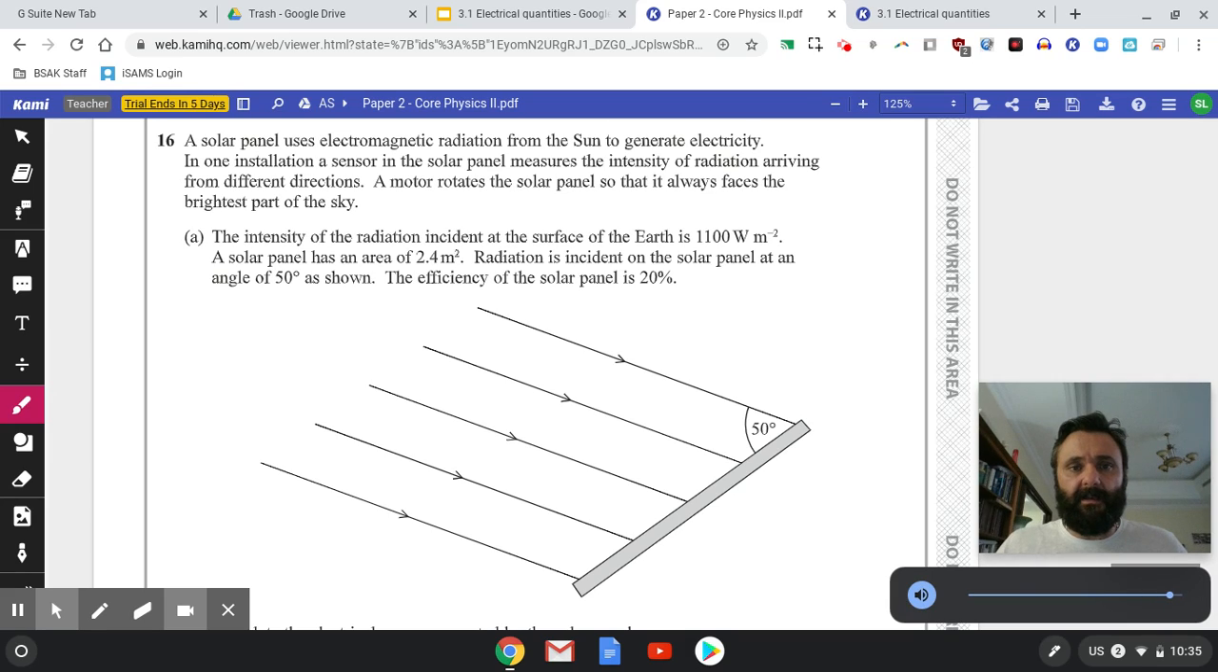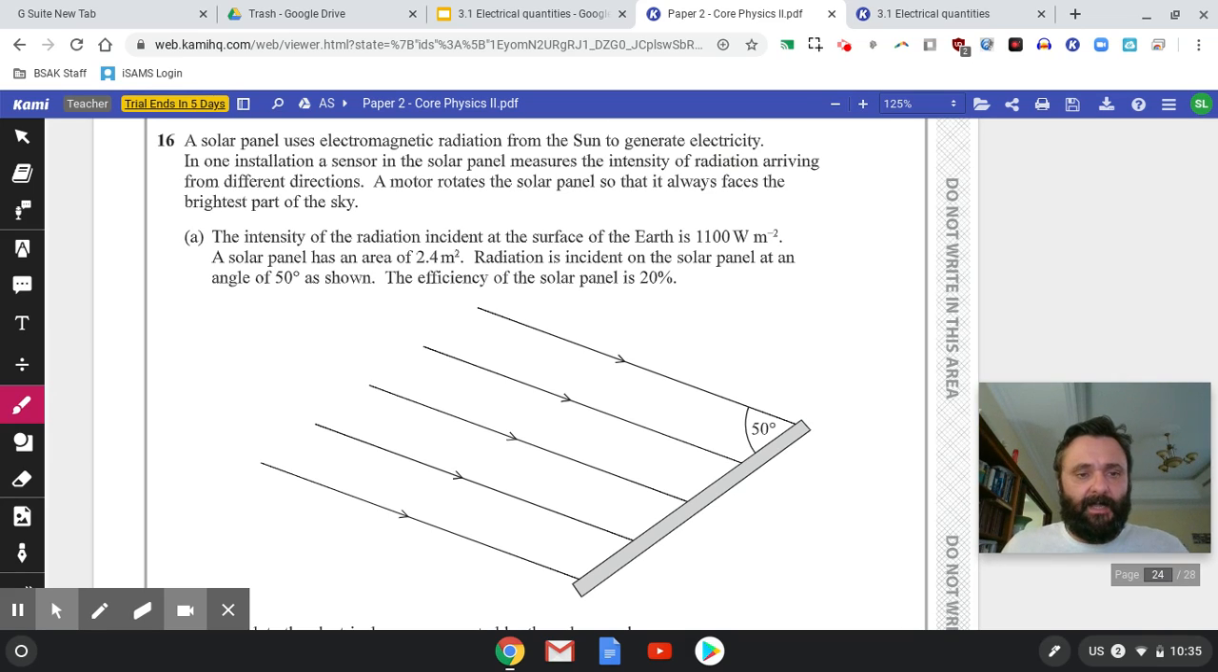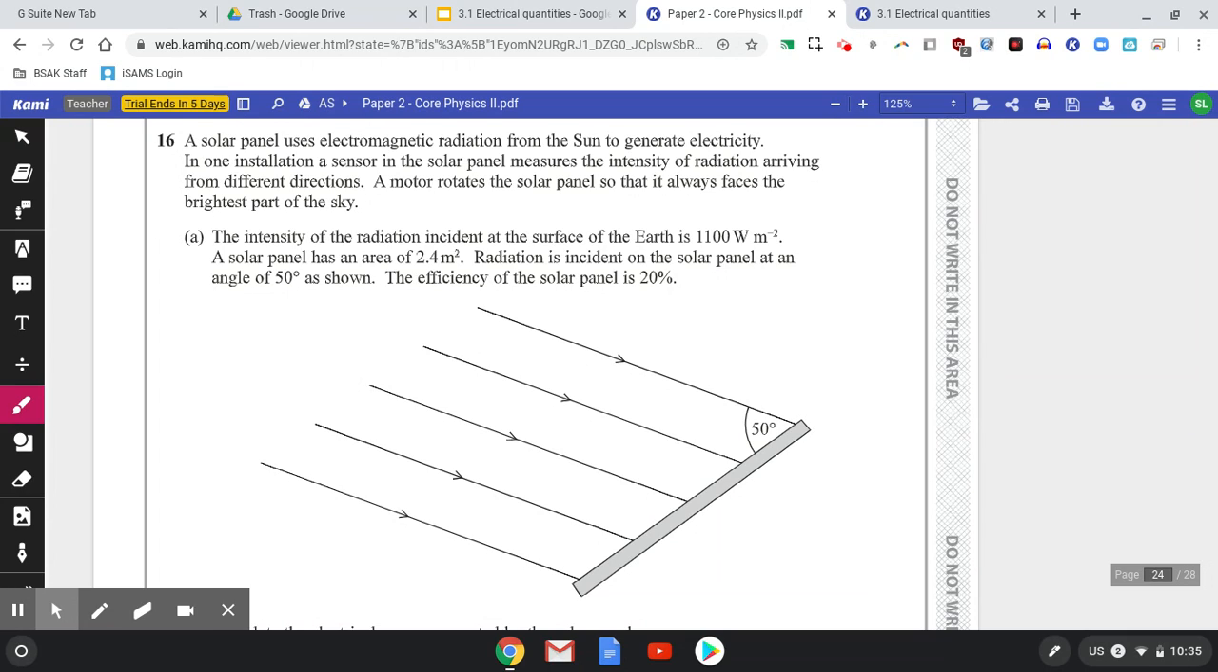Right, question 16, last one. This starts off looking at solar panels, and then we start looking at potential dividers and LDRs, how LDRs work. So, first up, it's intensity, isn't it? The only complication is the rays are hitting the solar panel at an angle of 50 degrees rather than 90.